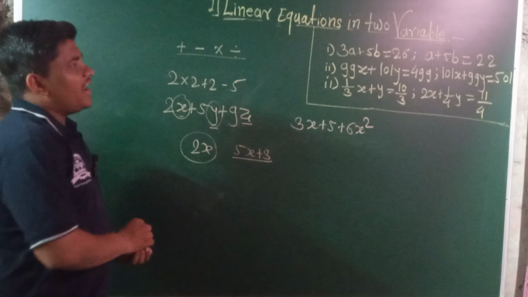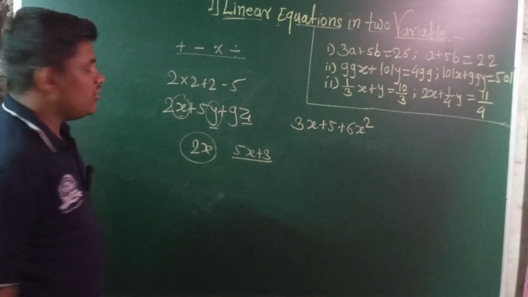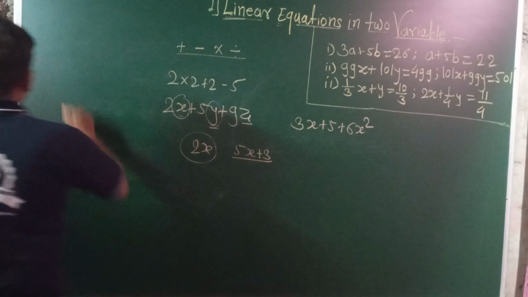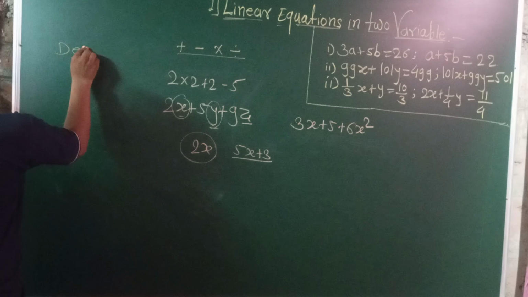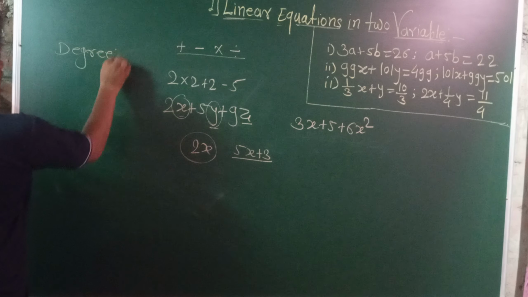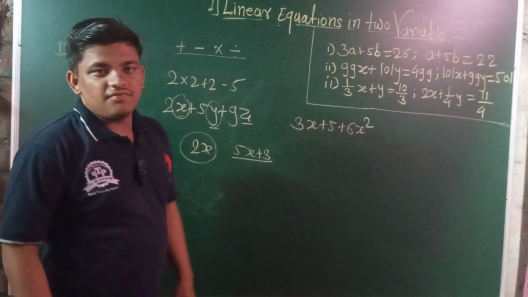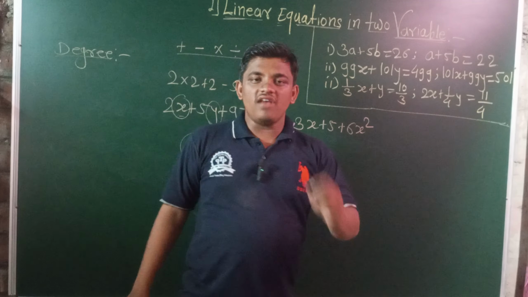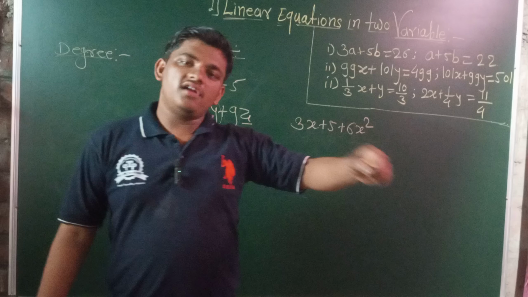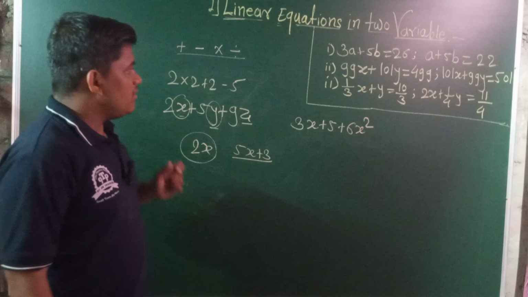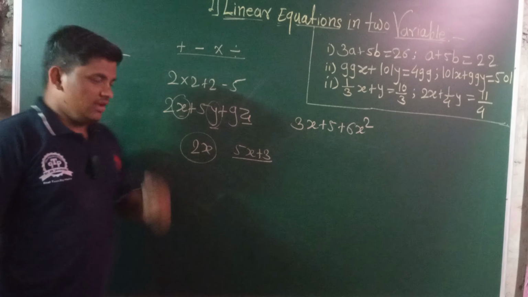Now, the second category of classification of polynomial equations is with the help of degree. What is the degree? We know that in these equations we have some variables. Variables mean unknown values represented with letters.